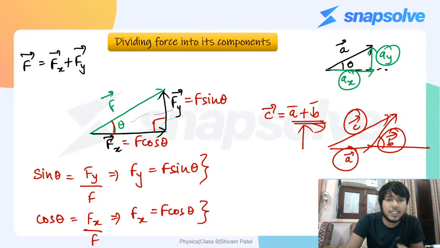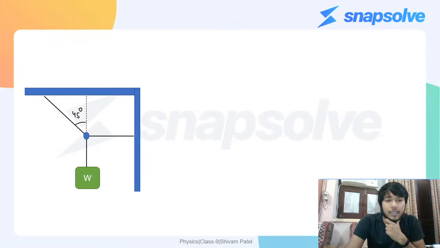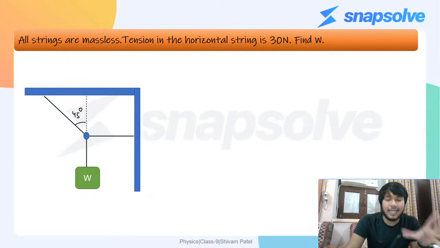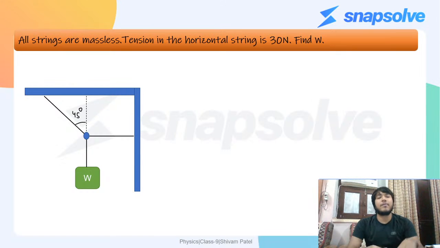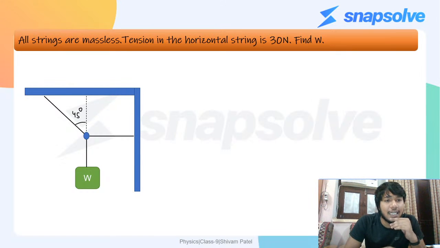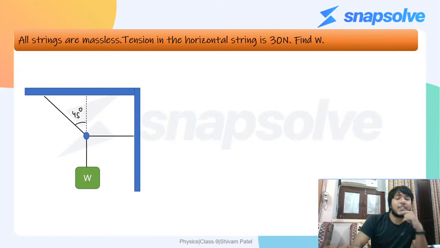So let's do a question on dividing force into components. Then things will become clearer to you. In this question, what is it telling? It is telling that all strings are massless. Then the tension in the horizontal string is 30 Newton. Find weight.